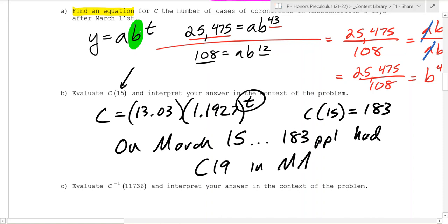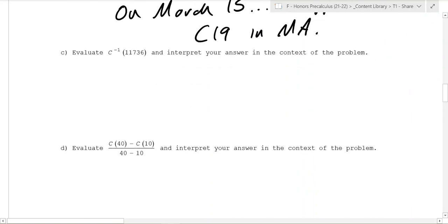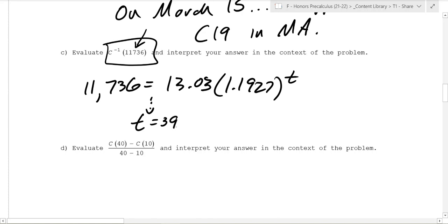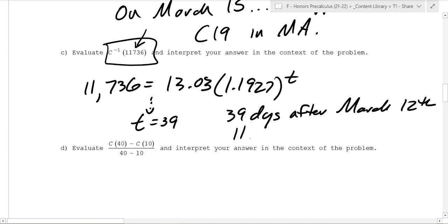Similar, but the other direction, what does C inverse mean? That's the output, meaning 11,736 is equal to 13.03 times 1.1927 to the t. You're solving for a t-value. So you have to use your calculator in logs, and if you solve this using a calculator, you end up with t is equal to 39, which means that 39 days after our start, so after March 12th, 11,736 people have coronavirus in Massachusetts.